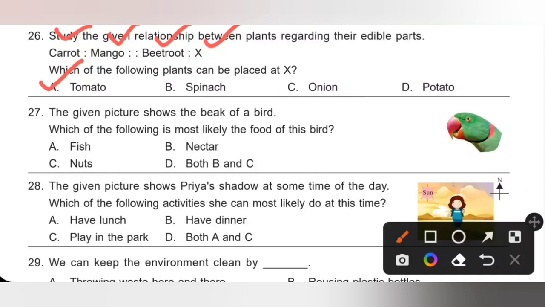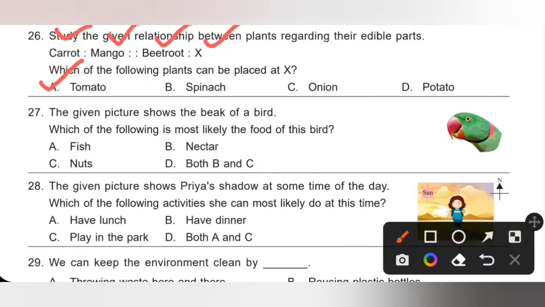27. The given picture shows the beak of a bird. Which of the following is most likely the food of this bird? The given picture shows the short and curved beak of a parrot. This beak is used to crack nuts and seeds. So option C is the correct answer.